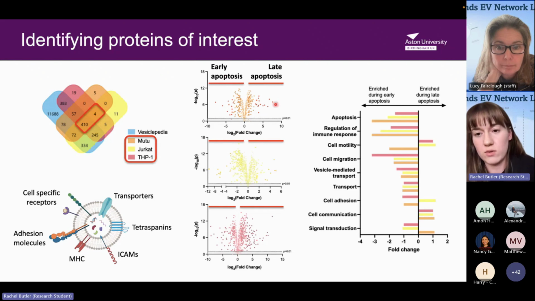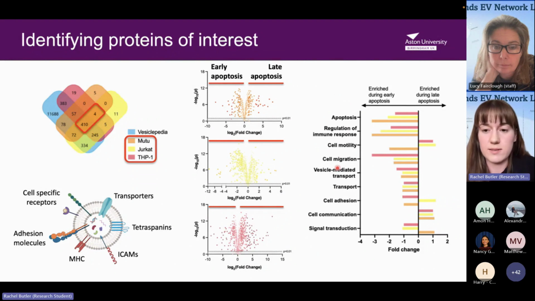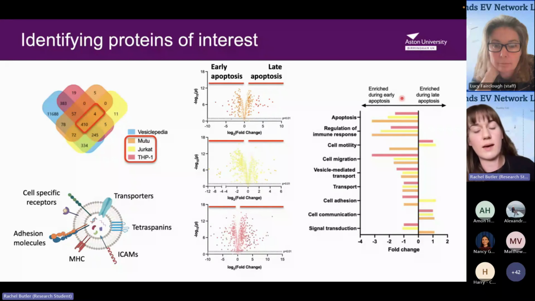And when we do gene ontology analysis, we can see that some of these biological processes that are implicated in things like apoptotic cell clearance, a lot of the proteins associated with these processes are enriched at that early apoptotic time point. So that's kind of interesting, suggesting potentially an apoptotic cell has some sort of time constraint where it has to really quickly signal to its surrounding immune cells.